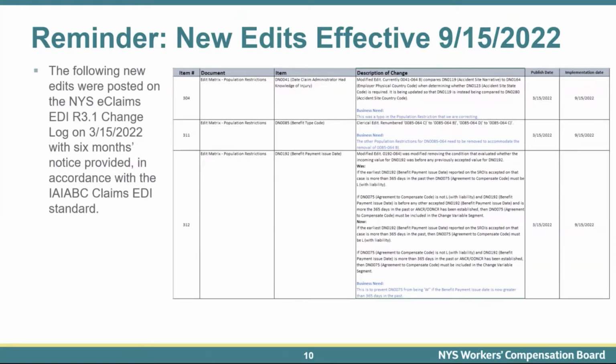And changelog item 312 was again a population restriction change, this time for DN 192, benefit payment issue date. And this was to prevent agreement to compensate code from being without liability if the payment issue date is greater than 365 days in the past. As many of you are aware, we've had those requirements in place since 3.0. This population restriction is just enforcing that.